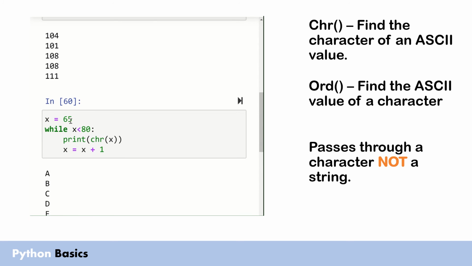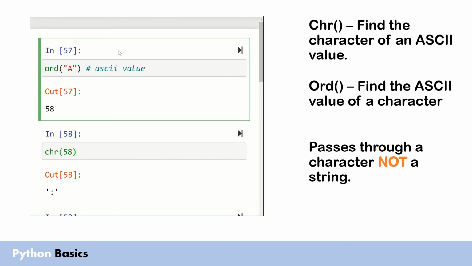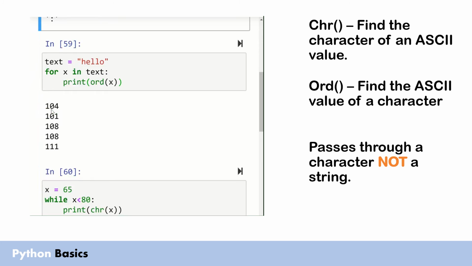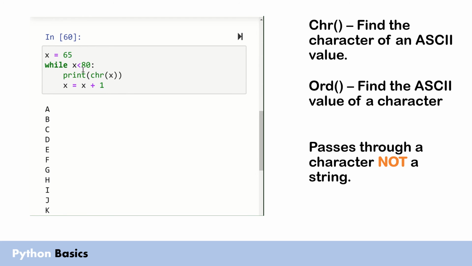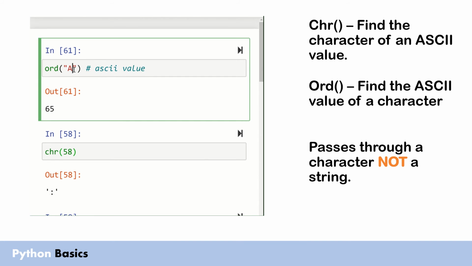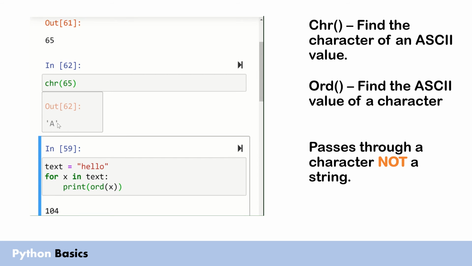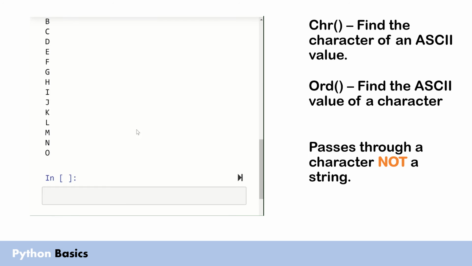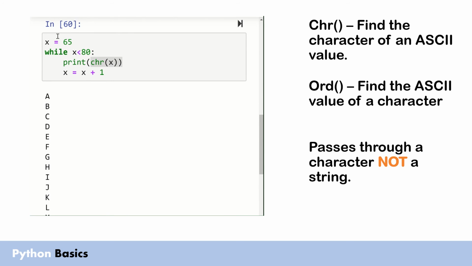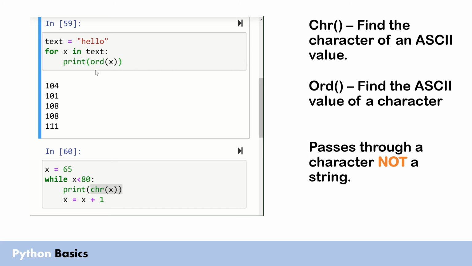What's happening? Well, 65, as we saw above, if I run this again, do ord capital A, you see it gives me 65. So I'm starting at 65. So when I go print char of x, if I put 65 in here, I should get a capital A. Exactly what I get here. So that's the reason why I'm getting capital A as the first one. And then adding one to x, which gives me 66, and now I've got B. So it allows me to go forwards and backwards between ASCII values and characters as much as I want to.